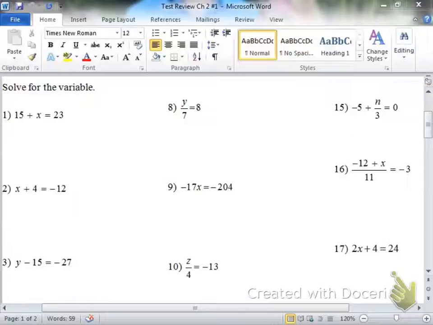Alright, number 1. I have 15 plus x, so I want to get rid of the adding 15 to the x. How do you get rid of adding 15? You subtract 15. Good. So I'm going to subtract 15 from both sides of the equal sign. So minus 15 over here, minus 15 over here. That leaves me with just the x on the left. What do I have on the right?